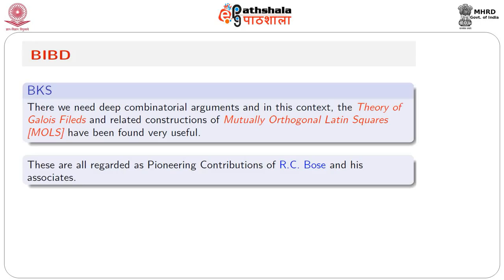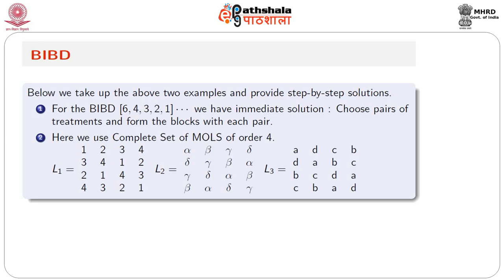These are all regarded as pioneering contributions of an Indian mathematician cum statistician R.C. Bose and his associates. Below, we take up the above two examples and provide step-by-step solutions. For the BIBD with parameters B equal to 6, V equal to 4, R equal to 3, K equal to 2, lambda equal to 1, we have an immediate solution. As I told you, just start writing pairs of treatments. Choose pairs of treatments and form the blocks with each pair, that's it. Here we use a complete set of mutually orthogonal Latin squares of order 4.